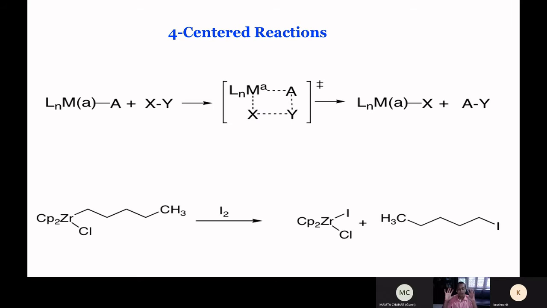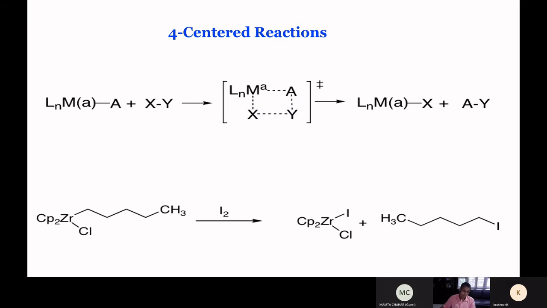Is it clear that you can change the partner on the metal or on the organic molecule by doing oxidative addition and then a reductive elimination? So the metal will insert into XY and then the partner will change. A will go with Y and X will stay with the metal. But this sequential oxidative addition and reductive elimination may not be possible in every case.